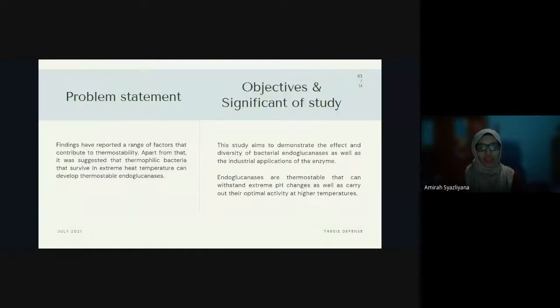The problem statement: findings have reported a range of factors that contribute to thermostability. Apart from that, it was suggested that thermophilic bacteria that survive in extreme heat can develop thermostable endoglucanase. The objective of this study is to demonstrate the effect and diversity of bacterial endoglucanase as well as the industrial applications of the enzyme. The significance of this study is that endoglucanases are thermostable, can withstand extreme pH changes, and carry out their optimal activity at higher temperatures.